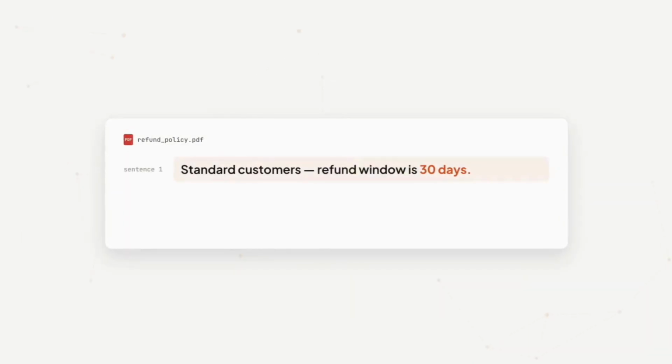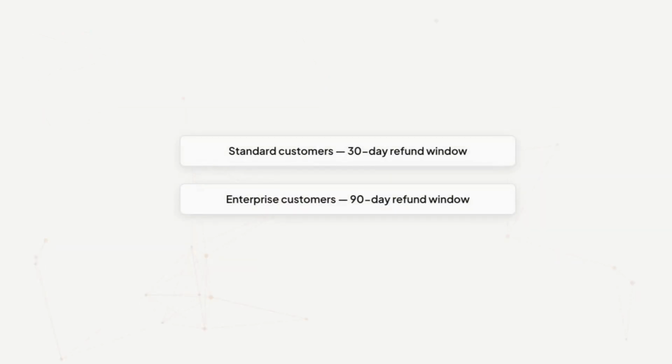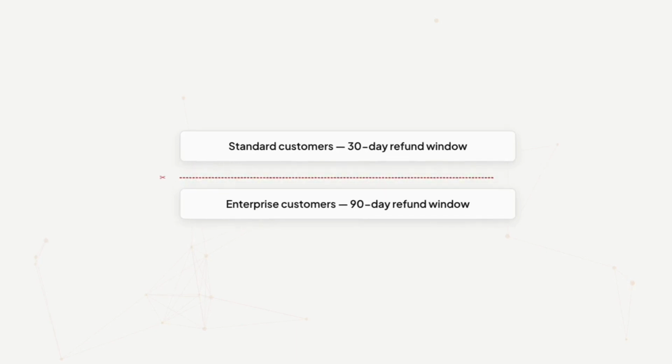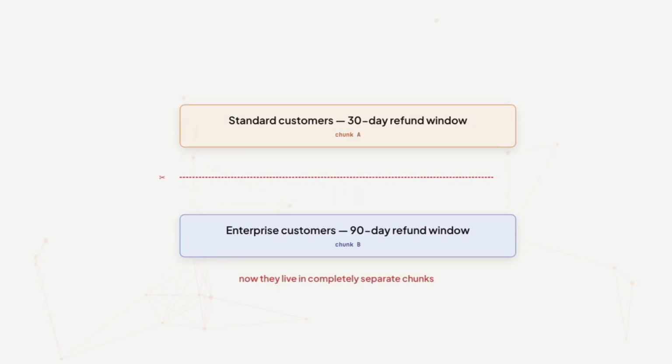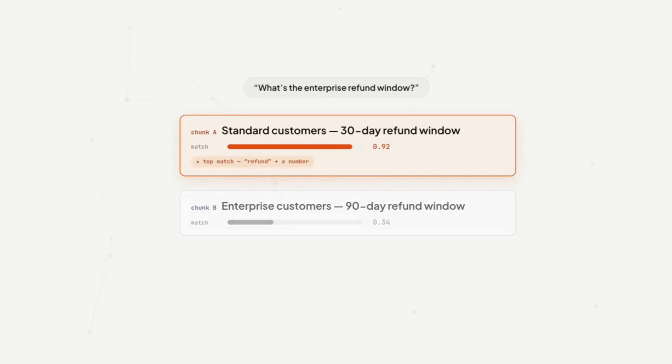The policy doc had two sentences right next to each other. The first one said, refund policy for standard customers is 30 days. The second one said, enterprise customers qualify for a 90-day refund window. Now with bad chunking, those two sentences end up in completely separate chunks. So when someone asks about enterprise refunds, the system goes looking for the best match. It finds the chunk that mentions refund policy and a number.